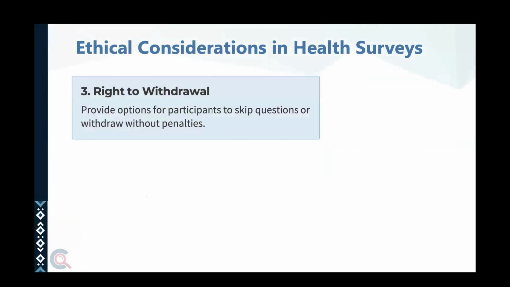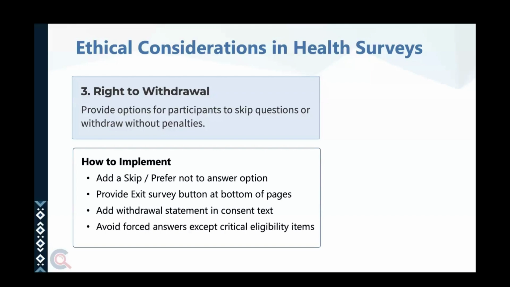So the last ethical consideration would be the right to withdraw. You must provide participants options to skip questions or to withdraw from your survey without penalties. This is a very key ethical principle. People must always know that their participation is voluntary and they can leave at any time and they can skip questions as they want. So you implement this by ensuring skip patterns, so you can put an option like prefer not to answer. And then you can provide a link at the end of the survey for someone to exit, like an exit button.